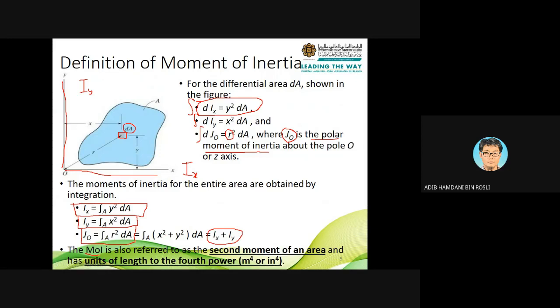This moment of inertia is also referred to as the second moment of an area. And what is the unit? The unit is length to the power of 4. Meter to the power of 4, or inch to the power of 4, or millimeter to the power of 4, it doesn't matter. But the thing is that it is length to the fourth power.